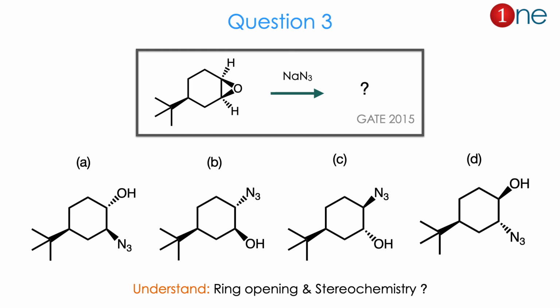If you look at the reactant and product, you might guess the question is really about ring opening and its selectivity. The answer is D. Let us see how.